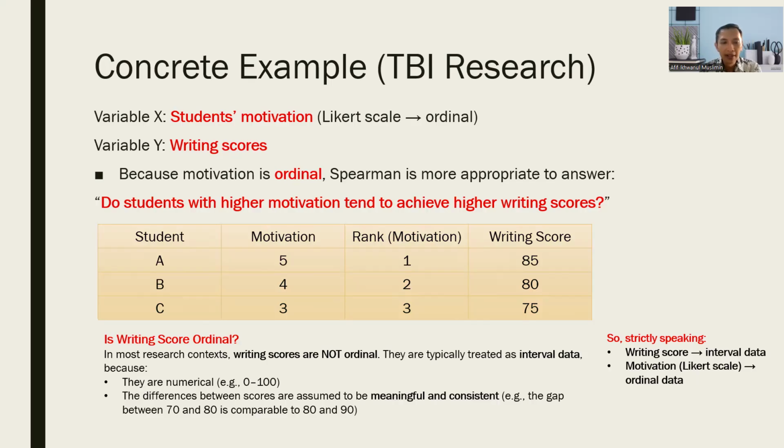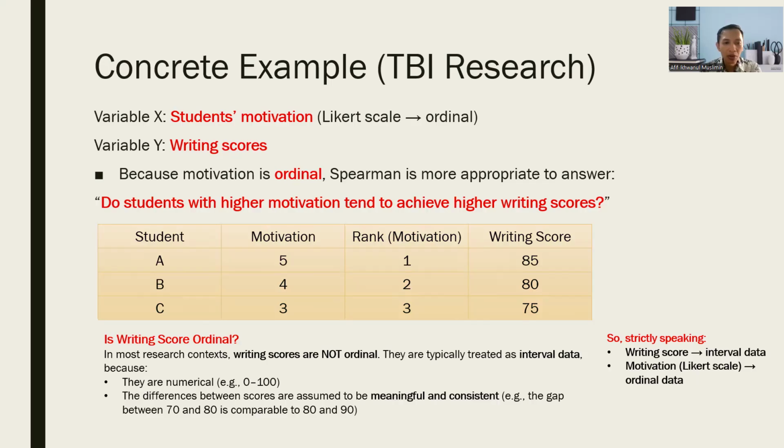When you look at the table, for example, student A has a motivation score of 5, so the motivation rank would be 1, and the writing score is 85. The range between the scores, for example 85 to 80 and 80 to 75, are similar. However, the range of motivation between rank 1 and rank 2 may in reality not be as absolute as the range between writing scores from A to B or B to C.